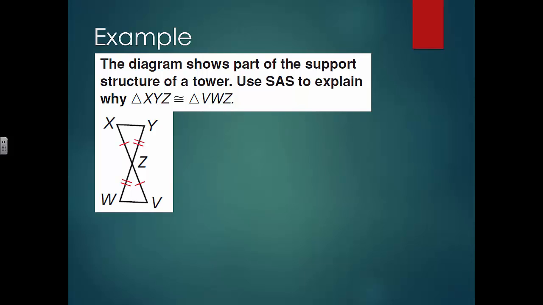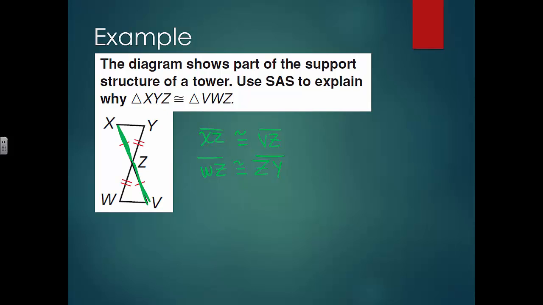All right, so this diagram shows part of a support structure for a tower. We've got to use side angle side to explain why these two triangles are congruent. The first thing that we know is that XZ is congruent to VZ, so we've got one pair of sides. We also know that WZ is congruent to ZY, so we've got another pair of sides.